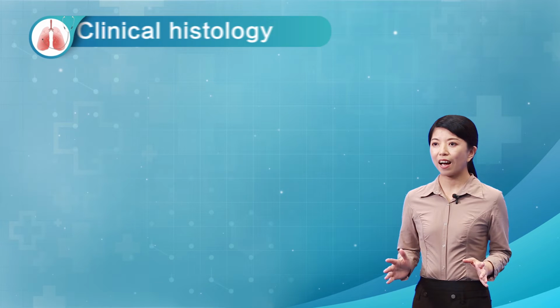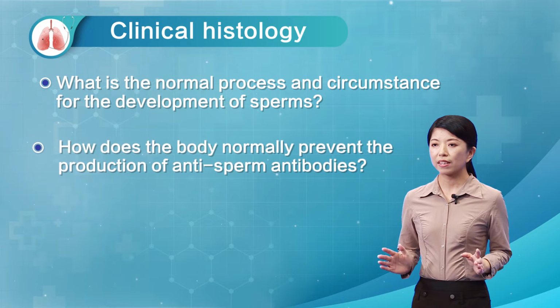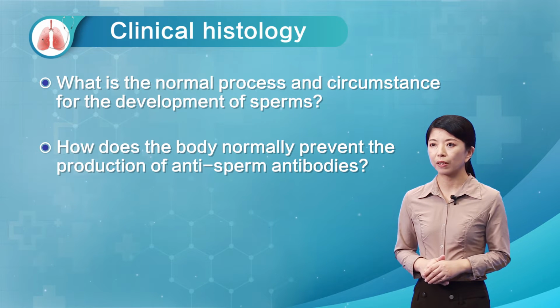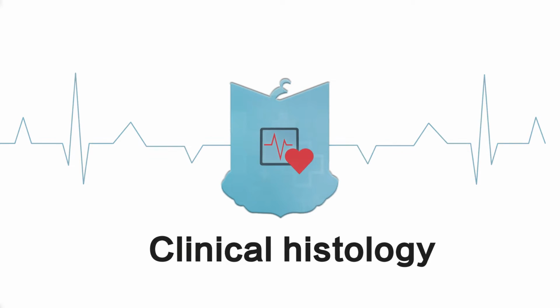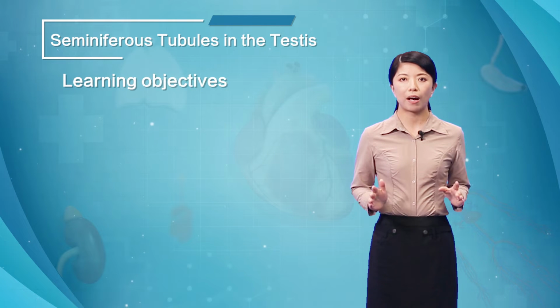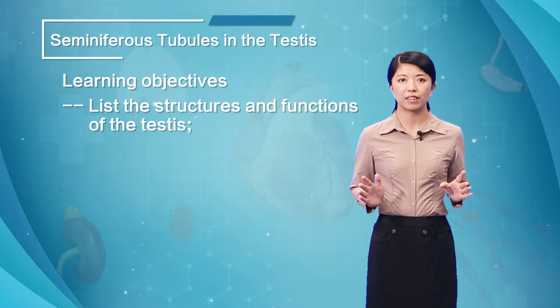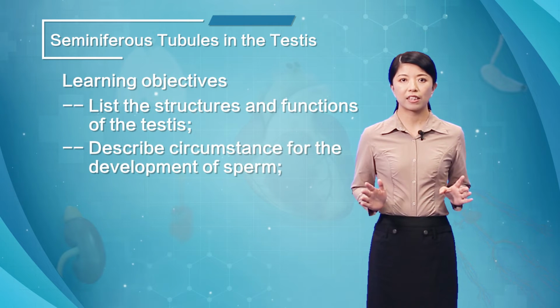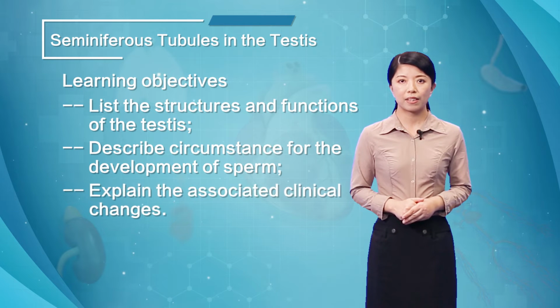The questions are: what is the normal process and circumstance for the development of sperm? How does the body normally prevent the production of anti-sperm antibodies? At the end of this session, you should be able to answer the above questions. List the general structures and functions of the testes. Describe the circumstance for the development of sperm, and explain some associated clinical changes.